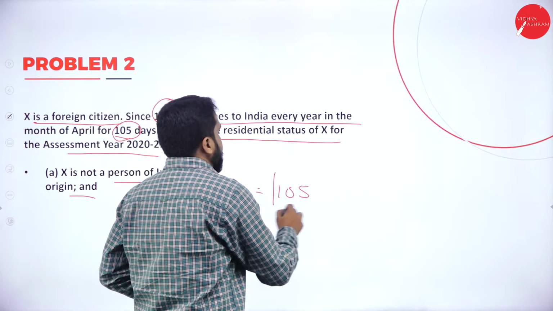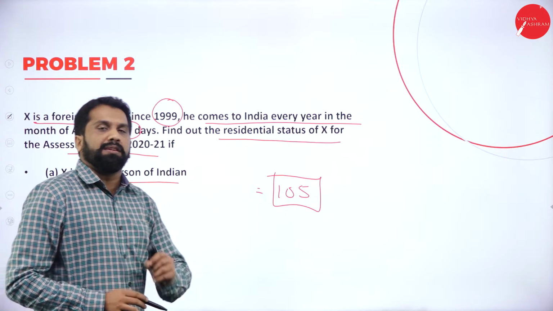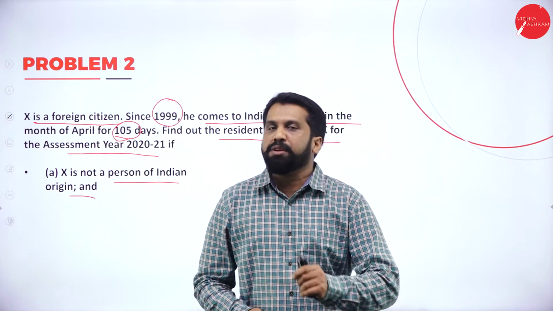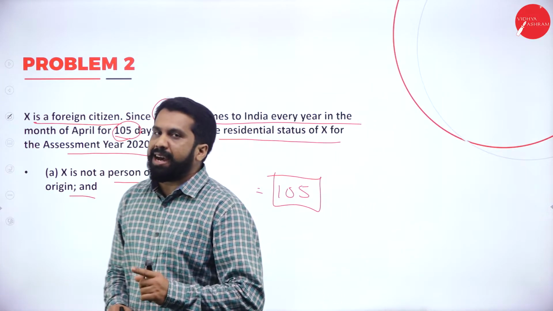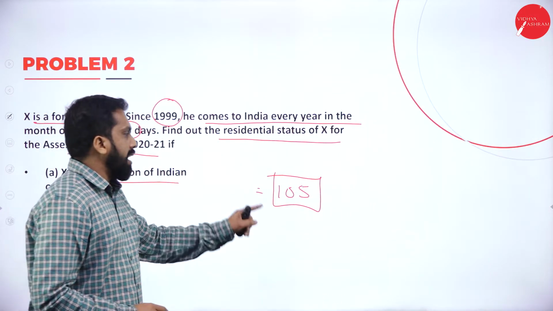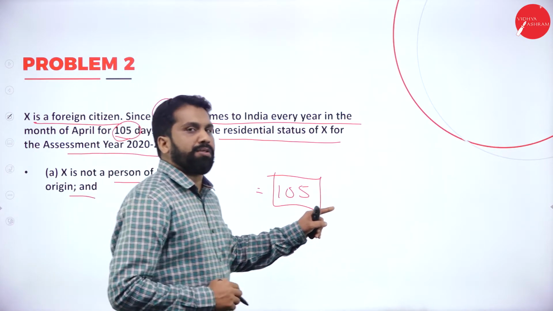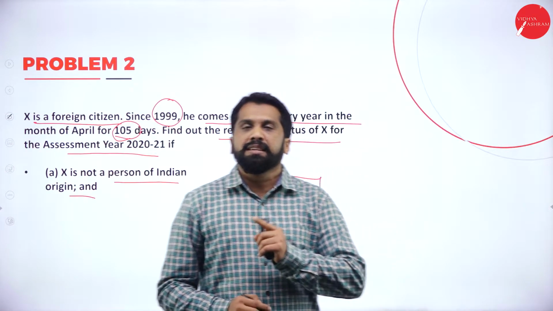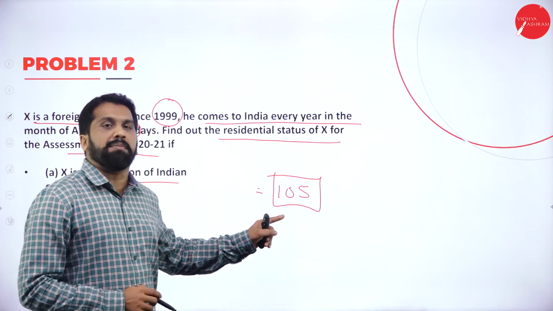105 days he was in India every year. As per the rule, how many days must he be in India? As per the rule he must be in India for 182 days. Has he fulfilled that? The answer is no. Then you have one more option. What is the second option? He must be there at least for 60 days. The answer is yes. He was there in India for more than 60 days.